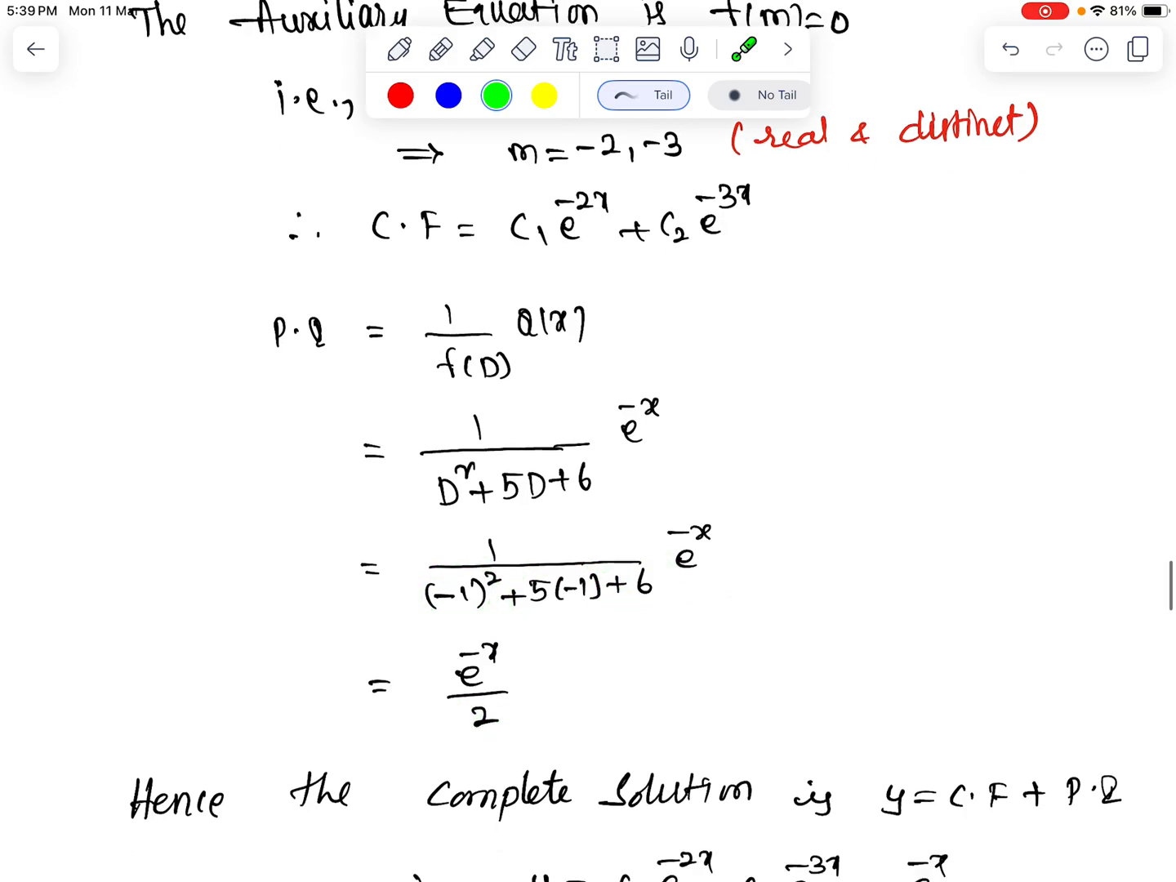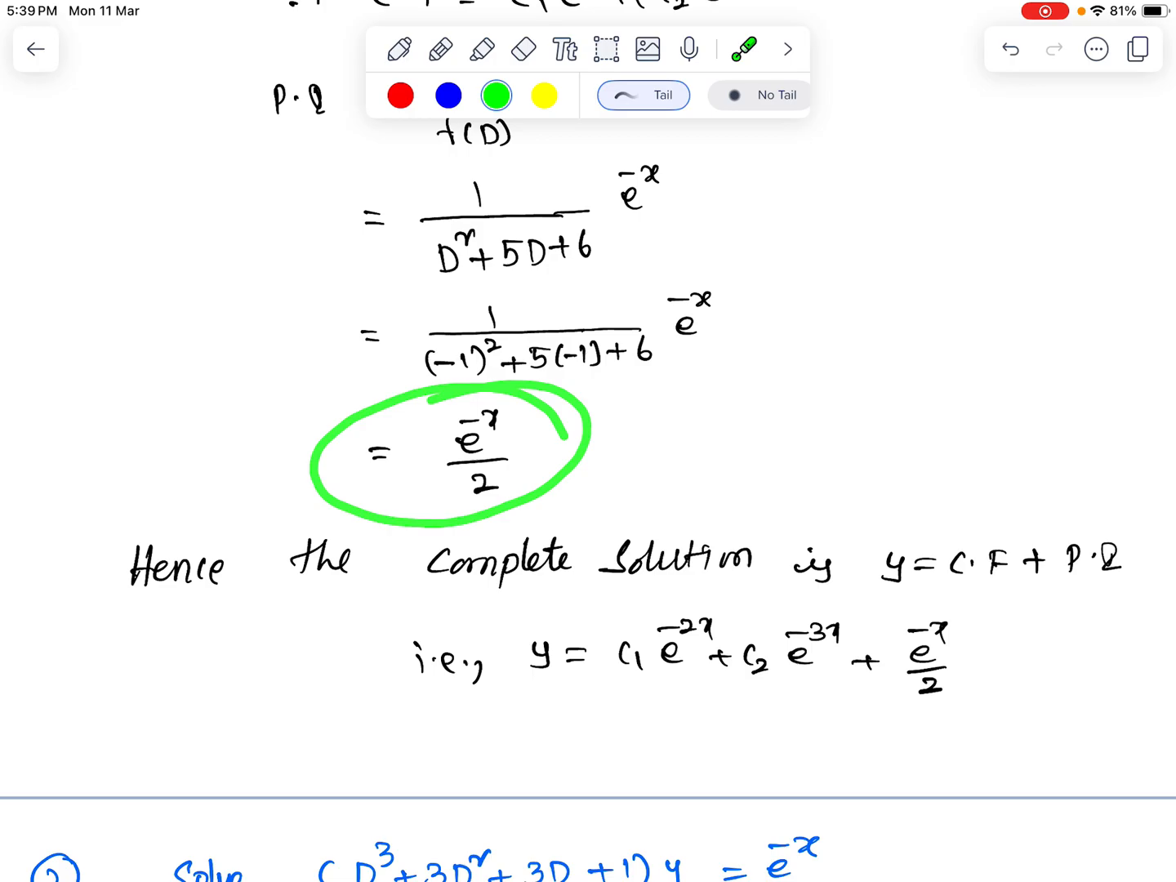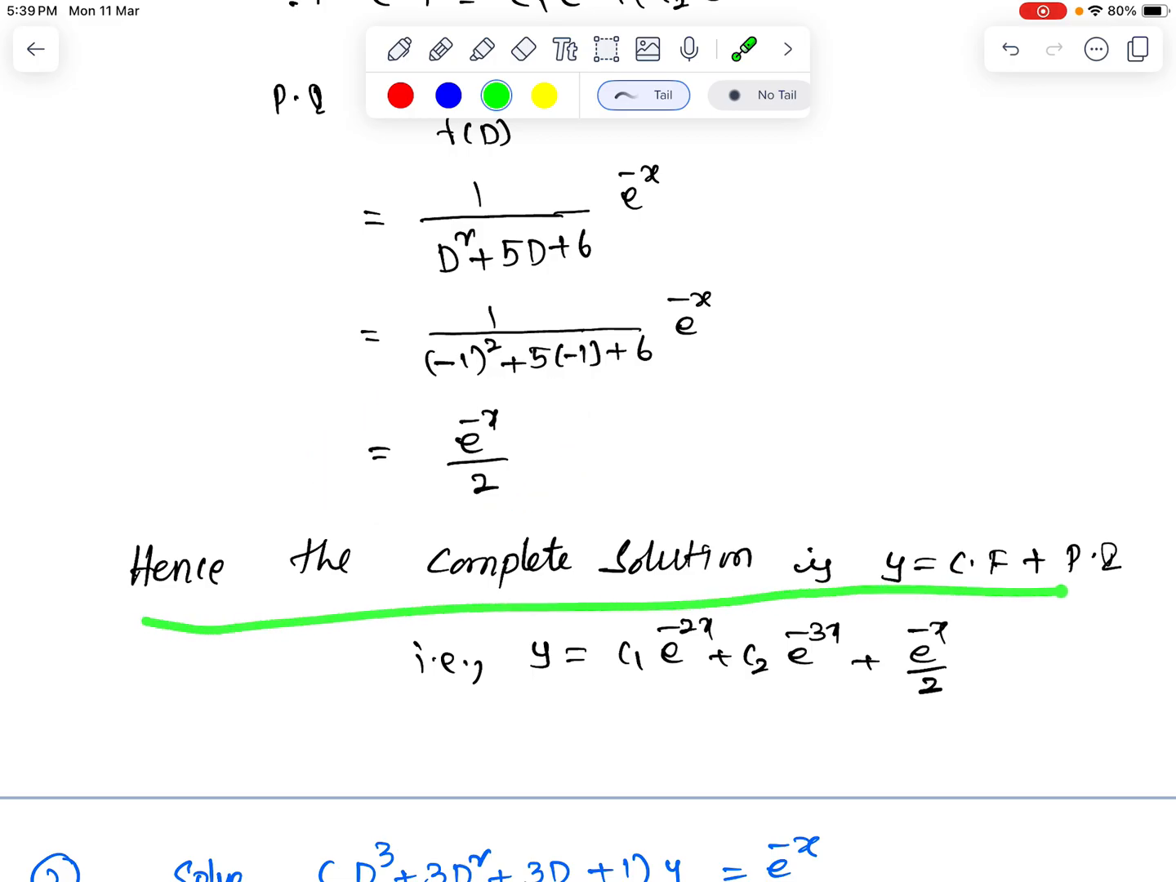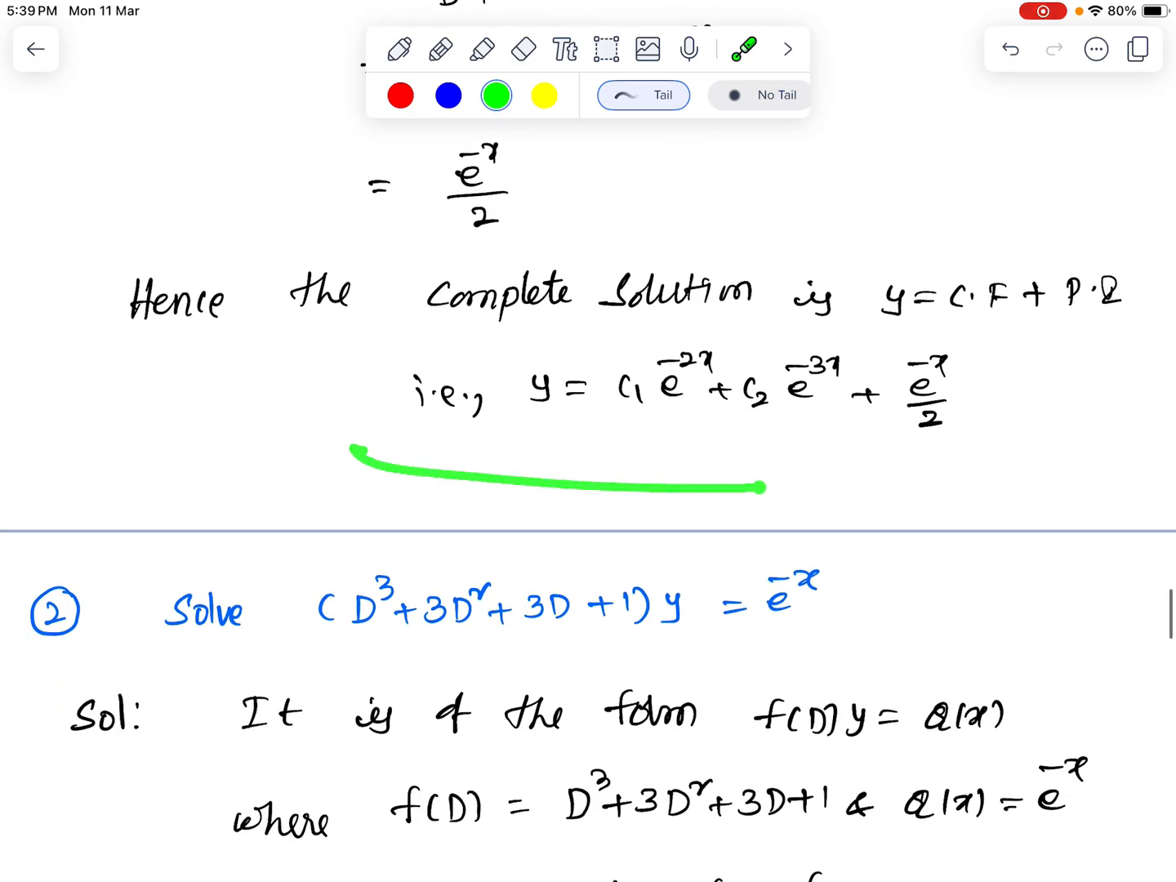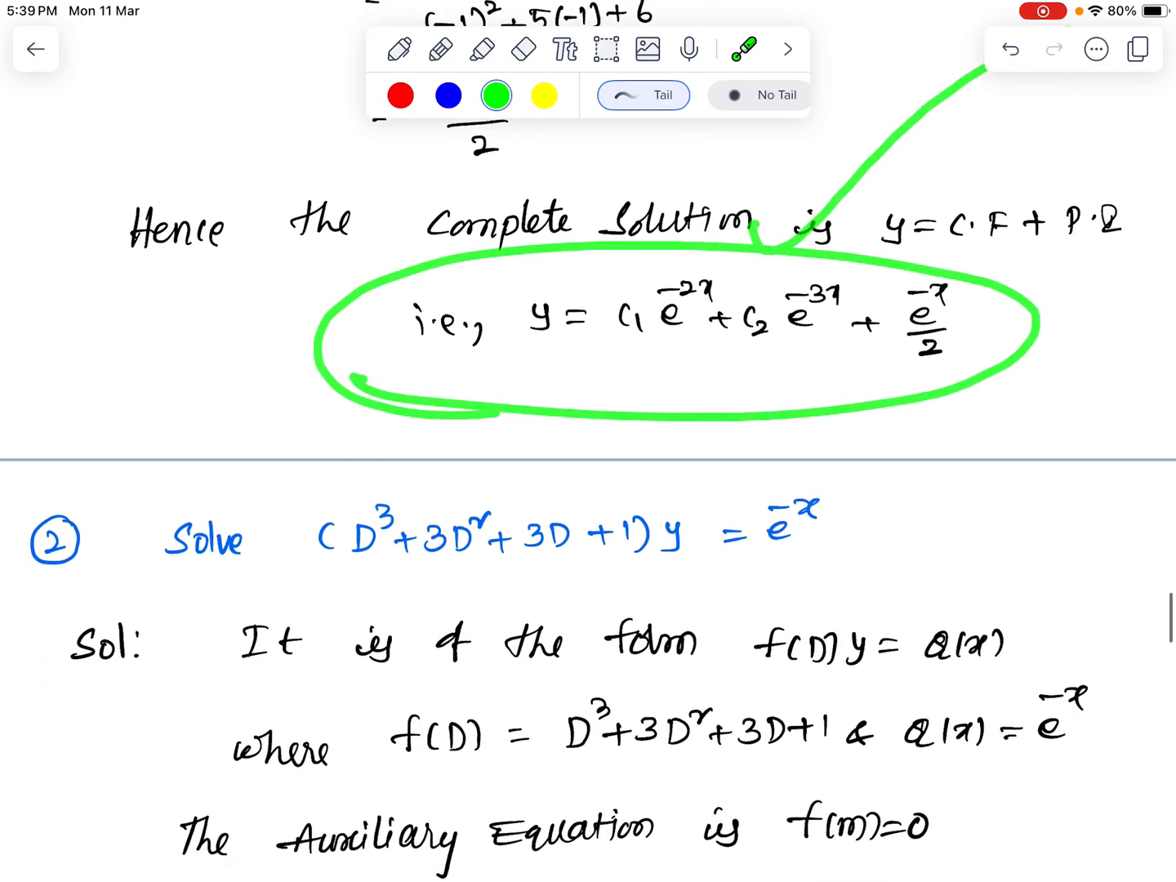e power minus x by 2 is the particular integral. Hence the complete solution is y equal to complementary function plus particular integral. Here y is equal to c1 into e power minus 6x plus c2 into e power minus 3x plus e power minus x by 2. It is the required solution for the above example.